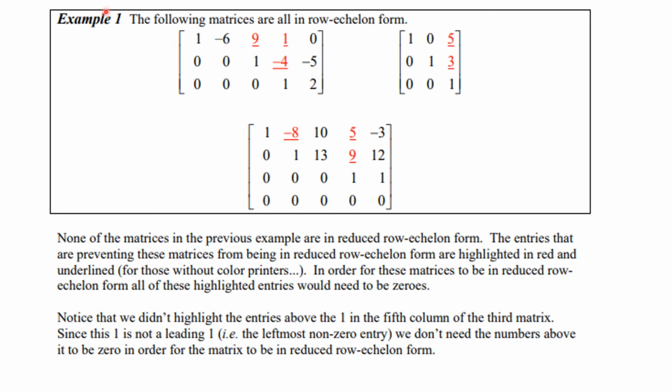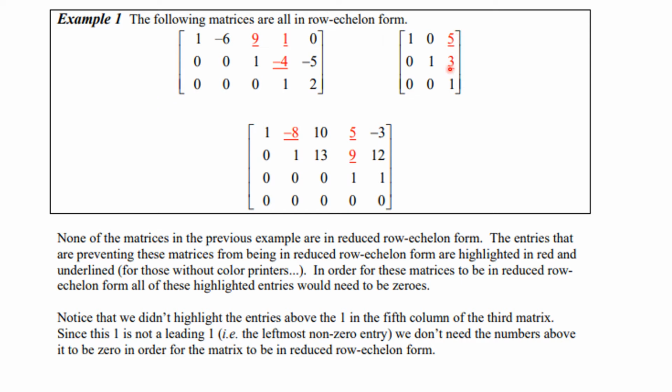Let's look at an example. The following matrices are all in row echelon form. And you can see that by checking to see that they do meet all three elements of the definition. But none of these matrices above are in reduced row echelon form. And what prevents them are the ones that are showing in red. So for example, here, this 9 would have to have been a 0.